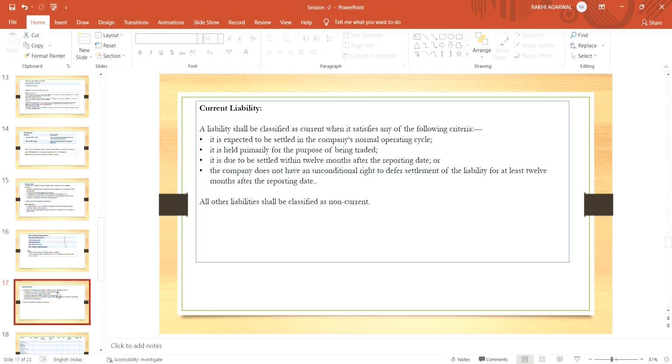Now comes current liability. Current liability shall be classified as current when it satisfies any of the following criteria. If the liability is to be settled in the normal operating cycle, then it is current liability. If it is held primarily for the purpose of trading, then it is a current liability. If it is due to be settled within 12 months after the reporting date, then it is current liability. And if the company does not have any unconditional right to defer settlement of liability for at least 12 months after reporting date, then it is current. Other than above, all other liability shall be classified as non-current.